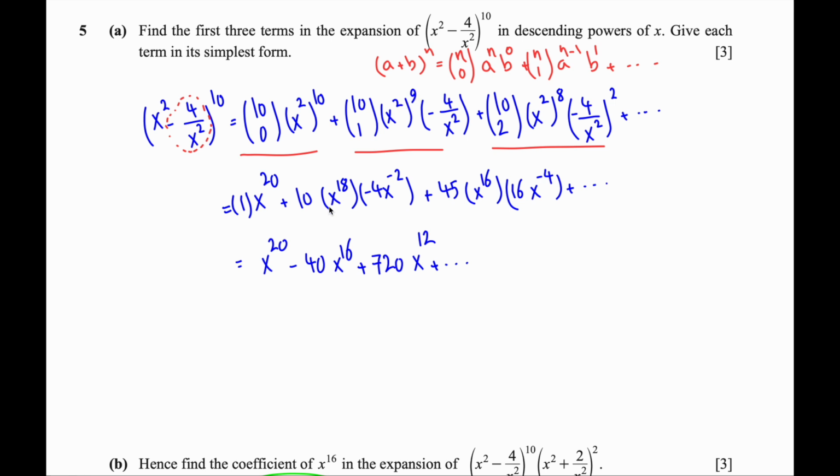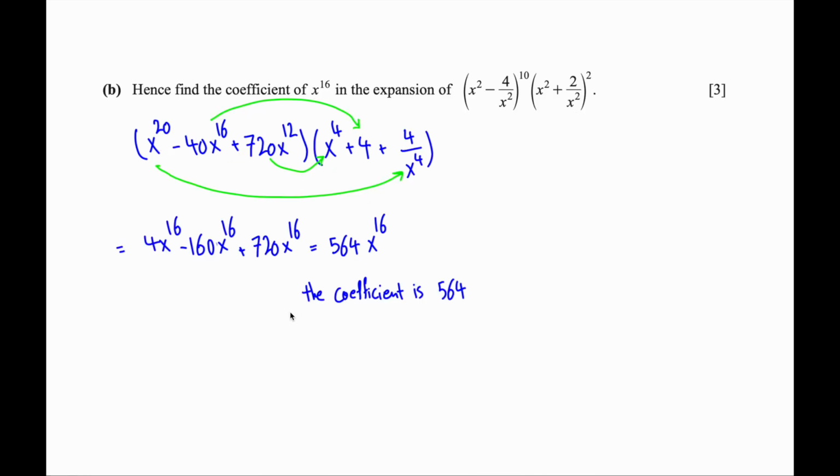After you apply the law of indices, you get the power of x here to be 20, here 18, here 16. Also, you can use a calculator if you want to find the 10C1 and 10C2, but that's quite an easy task if you recall the formula. And after that, the last step is, of course, to combine the constants and combine the x terms. So you can use law of indices for that as well. Finally, you get this expression.